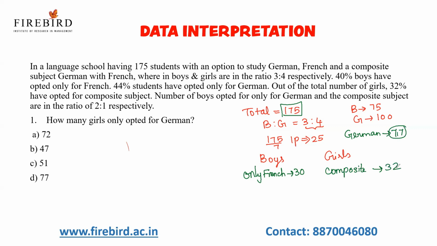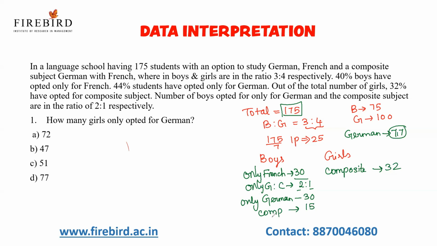The number of boys who opted only for German and the composite subject, the ratio is 2:1. So how many boys are there in total? 75 boys. In that, only French-opted boys are 30. So the remaining 45 boys I should split in the ratio 2:1. Divide 45 by 3, 15. So 2 parts belong to only German, that is 30 boys, and the composite subject is 1 part, 15 boys. These are the given data.